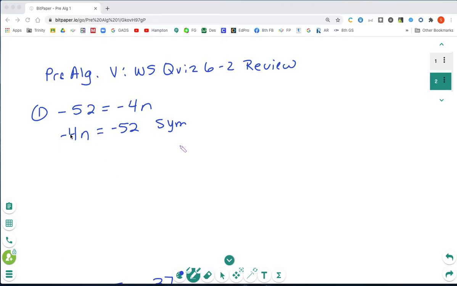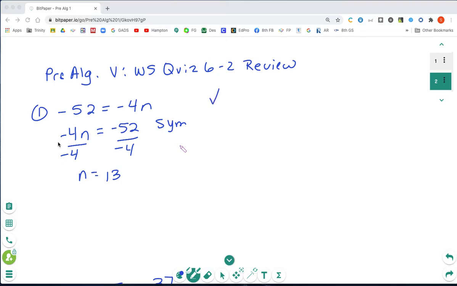We can't zero pair because there is no addition or subtraction. So we're going to ask what math operation the negative 4 is doing. It's multiplying. So the opposite of multiplying is dividing. We're going to divide both sides by negative 4, brother-sister rule. N is going to equal positive 13.